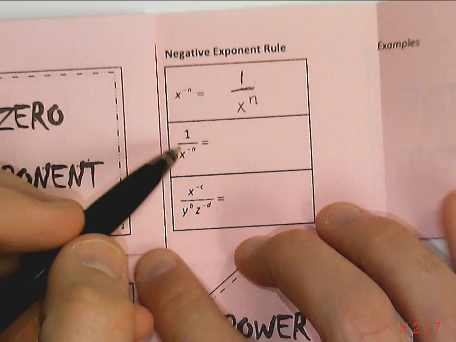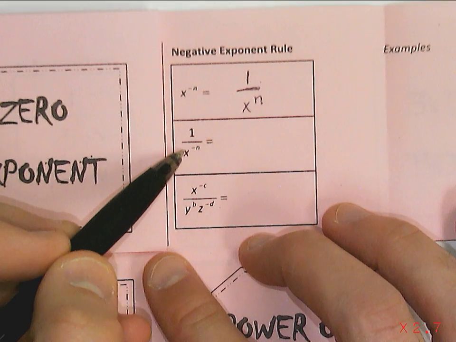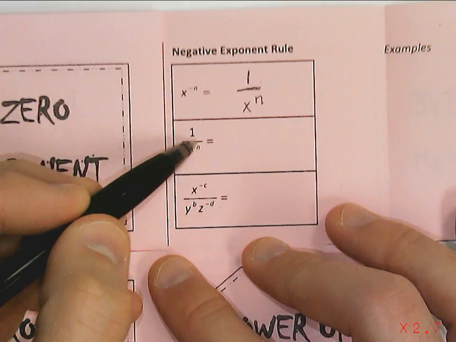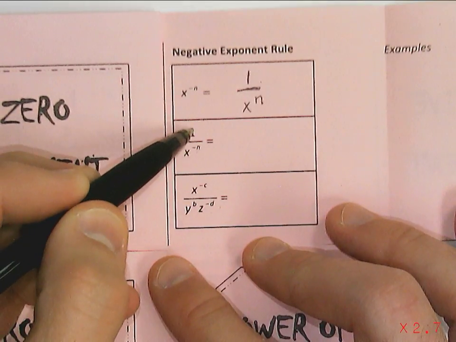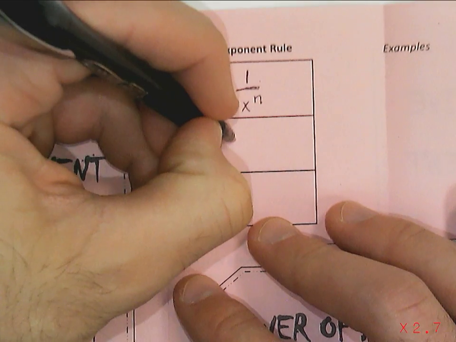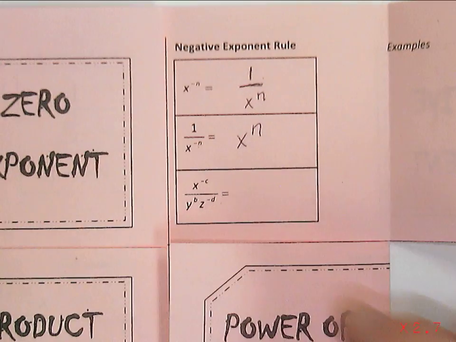Now similarly, if I would have something here like 1 over x to the negative n, that's a no-no again. So what you do is you just bring this x to the negative n to the numerator, and then that negative will become positive. So this one's x to the n.